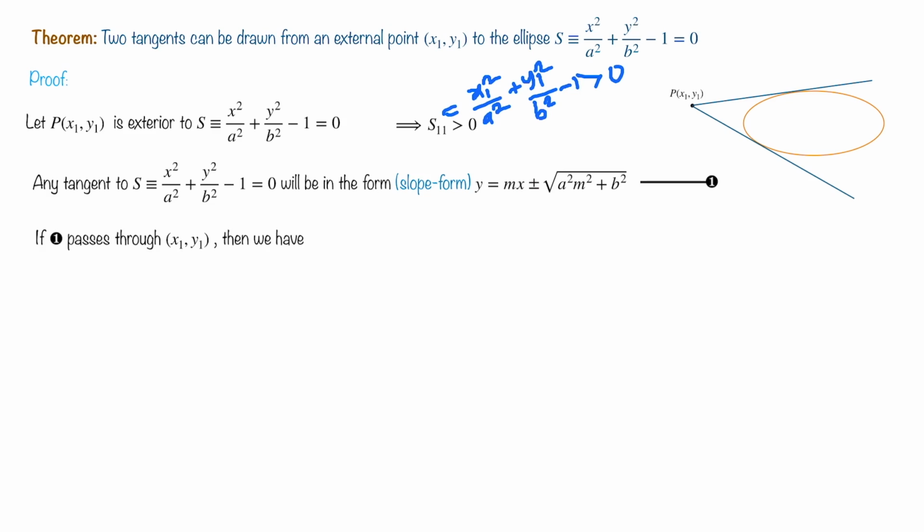If one passes through the given exterior point (x1, y1), then we have y1 = mx1 ± √(a²m² + b²). Here you should take either plus or minus, but it's okay. Now, if you bring mx1 to this side, y1 − mx1, and take the square on both sides, you will have a²m² + b². Whether you take plus or minus, you still end up with the same thing, because you are squaring, so the right-hand side will be a²m² + b².